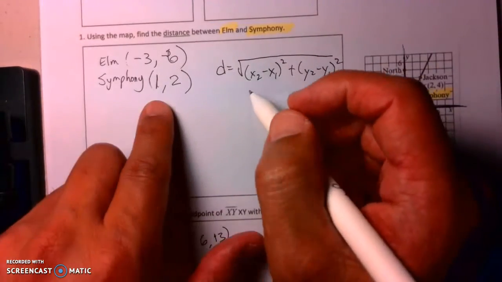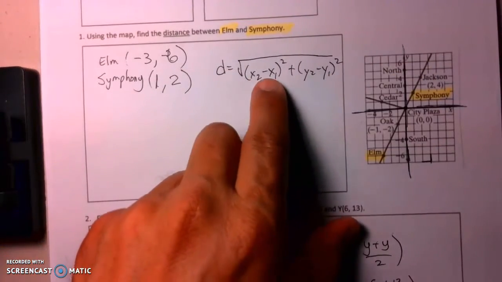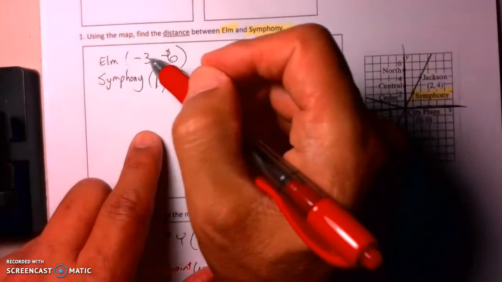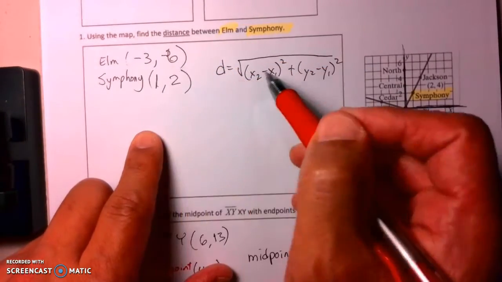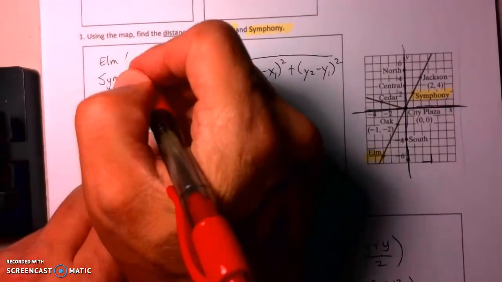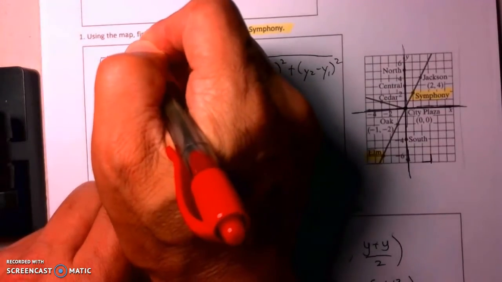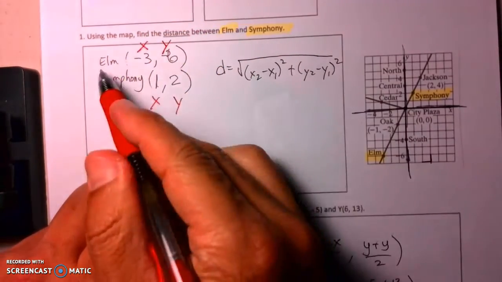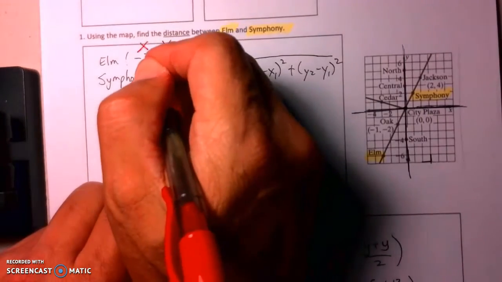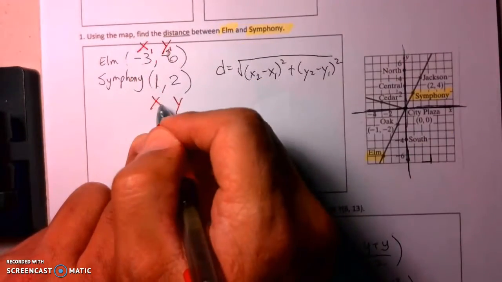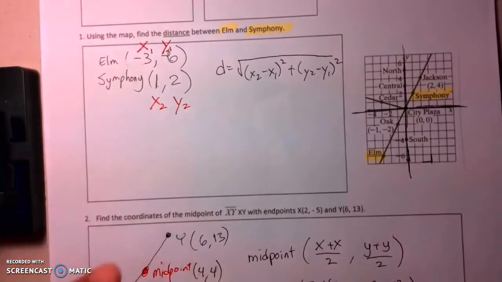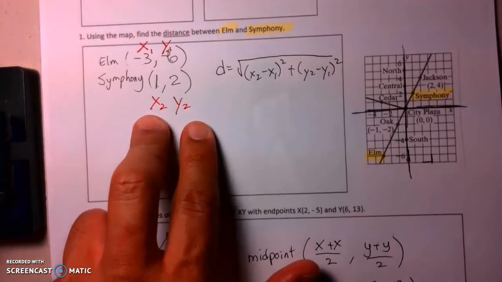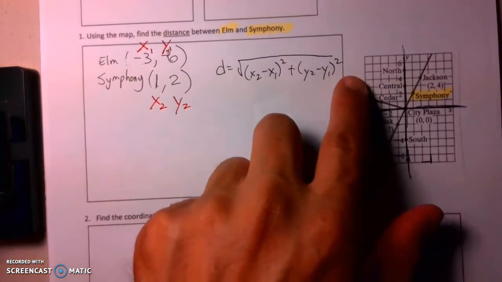And what we have here are 4 unknowns, and there are 4 numbers here, 1, 2, 3, 4. You got to put these 4 digits into the correct spots. So every point location is X, then followed by Y. Well, if Elm is the first point, I'll just put an x1, y1, and Symphony is point 2, so x2, y2. Okay. The 2 does not mean to square it, it's just to distinguish which one goes where.